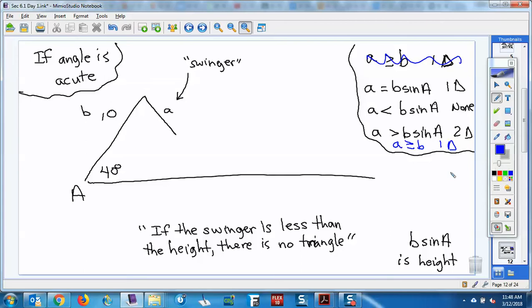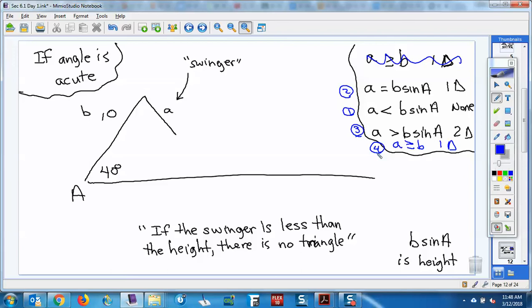So maybe that's a way to do those. I didn't really put them in any order when I was writing them, but now I'm thinking about how we talked about them. Maybe if you had them in that order, this would be your first scenario, this would be your second, this would be your third, and this would be your fourth. That's the order we talked about, if that helps. Okay? So the first scenario was that swinger is less than the height. It'll never reach, so you got no triangle. If it's equal to the height, you got 1. If it's more than the height, you got 2. Unless it's so much more that it's more than B, then you're back to just 1.